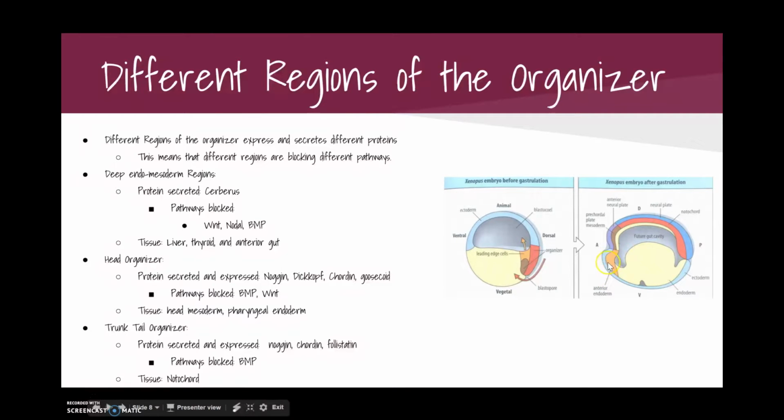And you can see that the deep endomesoderm region is signaling this region of the tissue to become endoderm and mesoderm, and then the head region is signaling the ectoderm here to become the head region, and the trunk region is signaling ectoderm around here to be the trunk and tail region.